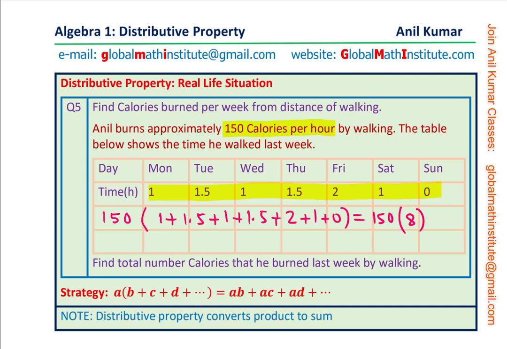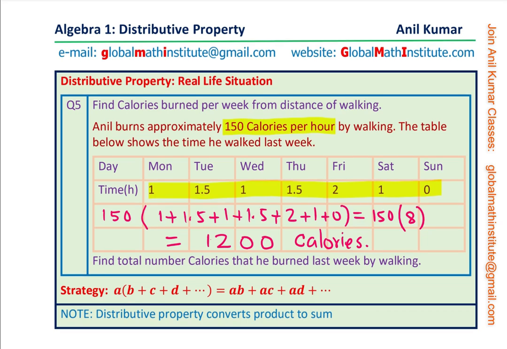That's the distributive property. So when you do this multiplication, 8 times 0 is 0, 8 times 5 is 40, and 8 times 1 is 8, plus 4, 12. So 1200 calories burned. You see that. So we burned 1200 calories. Don't you realize this is a much simpler way of doing it than what we just did before?